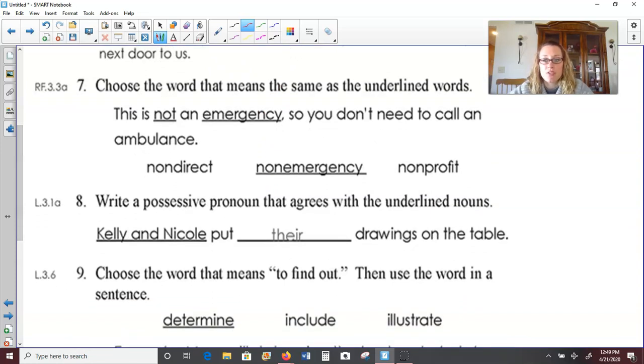Number 7, choose the word that means the same as the underlined words. This is not an emergency, so you don't need to call an ambulance. So if it is not an emergency, our word that means the same should have our main word in it, which is emergency. So we have non-direct, non-emergency, or non-profit. Well, I know non means not, and emergency is our root word. So we could say this is a non-emergency, so you don't need to call an ambulance.